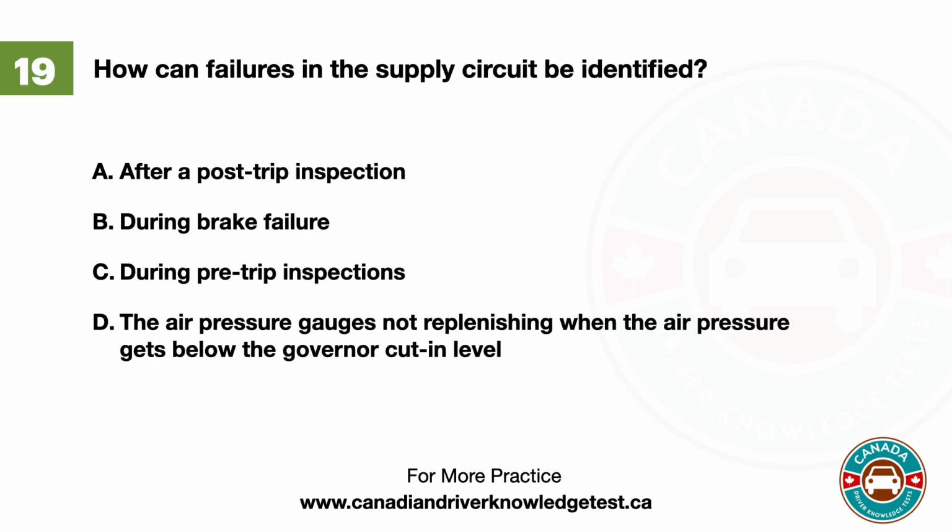Question 19. How can failures in the supply circuit be identified? A. After a post-trip inspection. B. During brake failure. C. During pre-trip inspections. D. The air pressure gauge is not replenishing when the air pressure gets below the governor cut-in level. The answer is D. The air pressure gauge is not replenishing when the air pressure gets below the governor cut-in level.